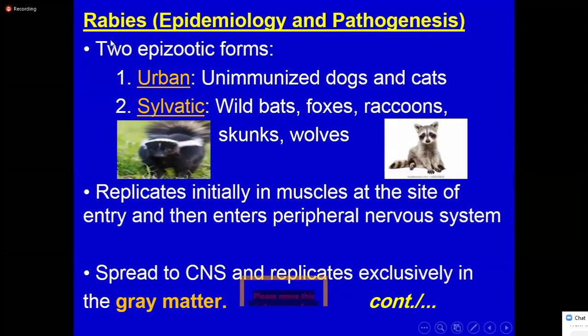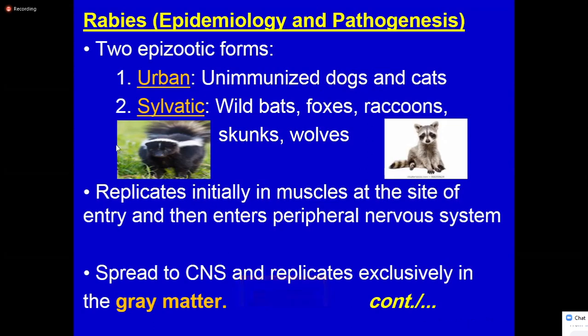Epidemiology and pathogenesis of rabies. Two epizootic forms. Urban, inside the cities. Usually it comes through a bite from unimmunized dogs or cats, and as I said, sometimes bats. Sylvatic, wild: bats, foxes, raccoon, this is the raccoon. Skunks, this is the skunk. Wolves. This is rarely encountered nowadays. It's in America, maybe encountered in certain jobs, but usually we encounter here the urban type, which is usually due to bites of dogs, rarely from cats.